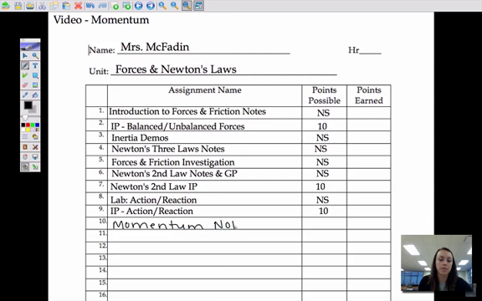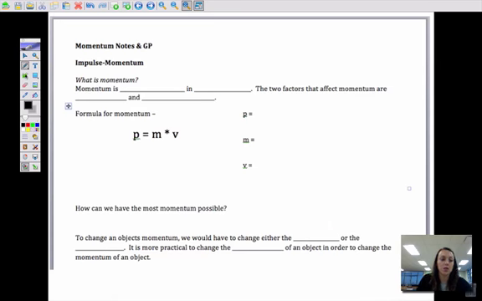notes, and GP, which stands for guided practice, and this will be worth no score. The note sheet that's going to go with this video looks like this. It's labeled as Momentum Notes in GP, and it'll be page 10 in your binder.